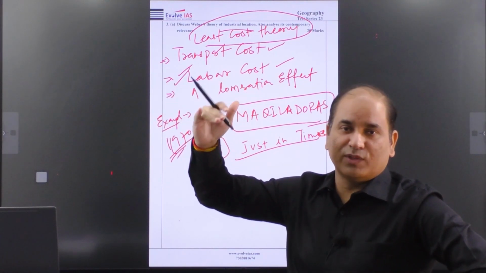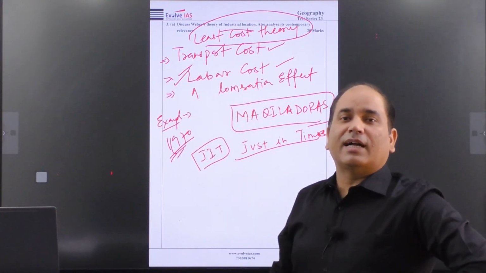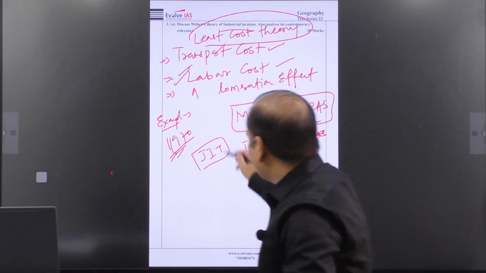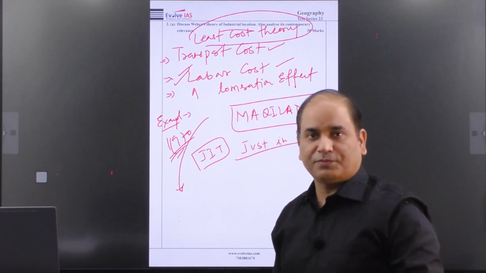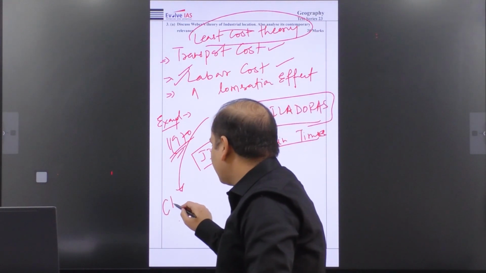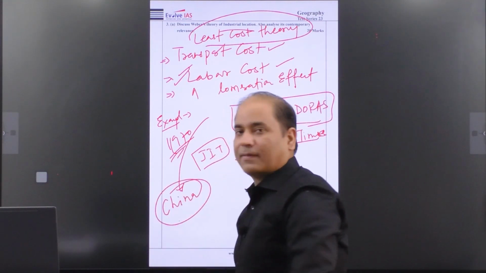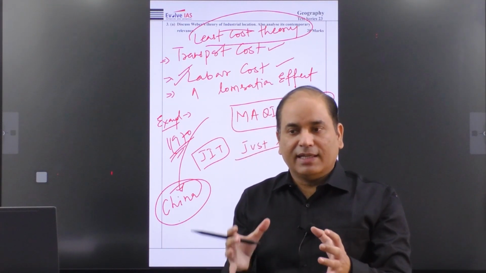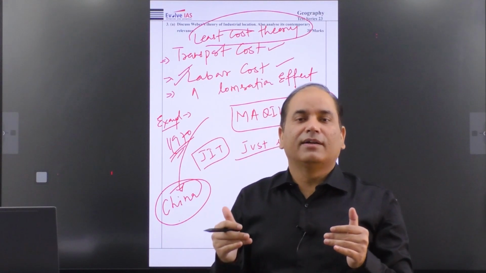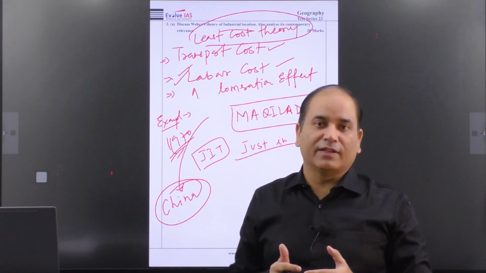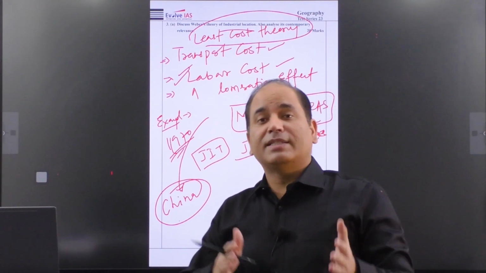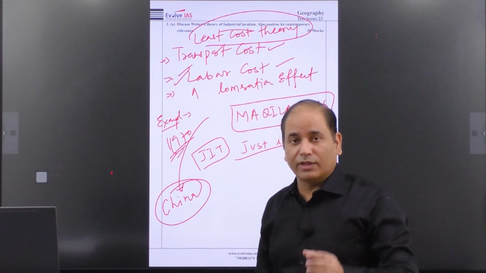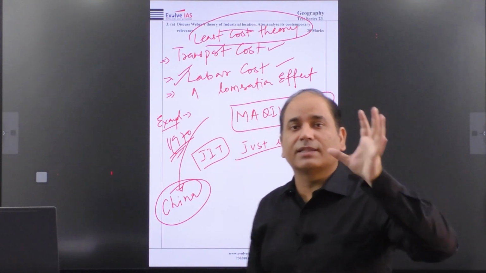Then suddenly the maquiladoras started losing some of the companies. Now the question arises, why? Because a new center has been found, and what is this center? China. China has become a global manufacturing head, which is a classical example of Weber's industrial location theory, because China offers even cheaper labor cost in comparison to the maquiladoras. So the labor cost in China is much cheaper.